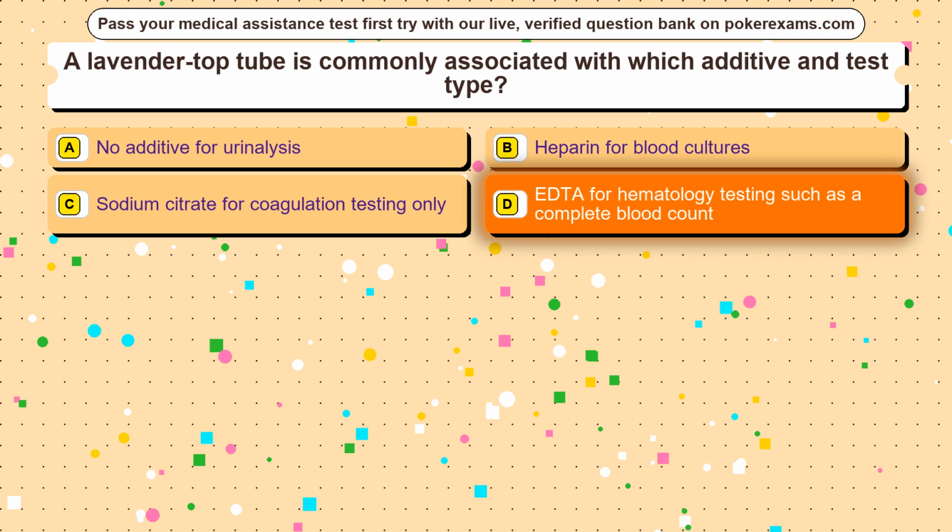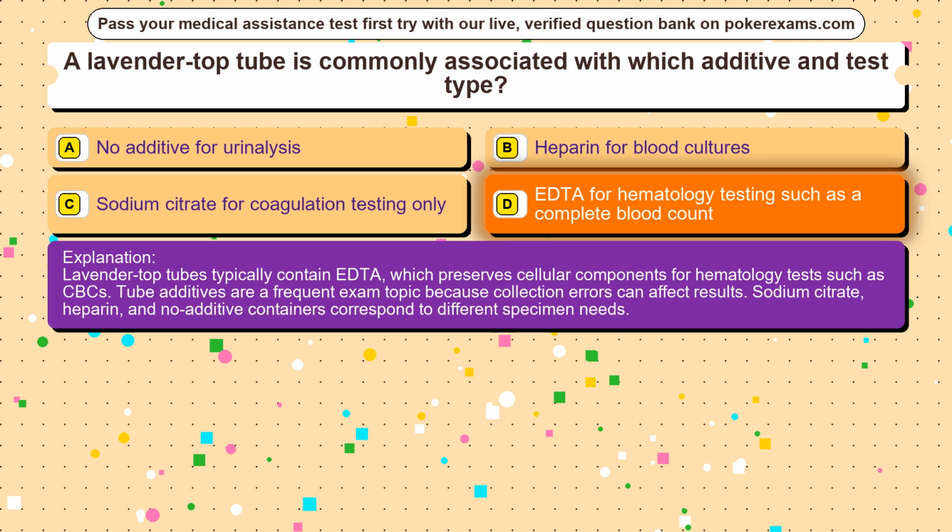The correct answer is option D, EDTA for hematology testing such as a complete blood count. Lavender top tubes typically contain EDTA, which preserves cellular components for hematology tests such as CBCs. Tube additives are a frequent exam topic because collection errors can affect results. Sodium citrate, heparin, and no additive containers correspond to different specimen needs.